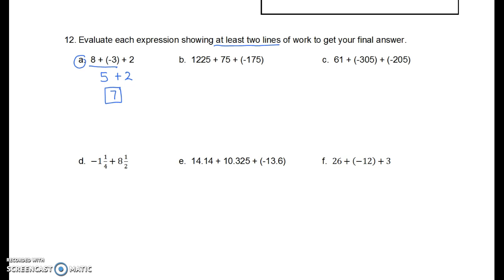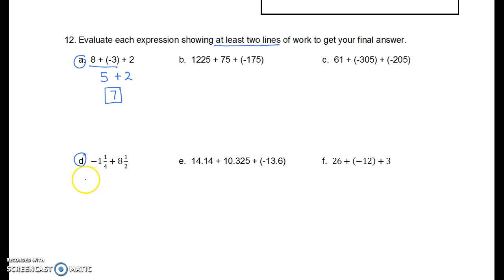In line D, problem D, negative 1 1/4 plus 8 1/2. And I know many of you are thinking decimals. Here's the rule of thumb that you use for all of my lessons. If I give you a fraction, you use a fraction. And we've talked about this before. You're not going to be good at fractions unless you do them.